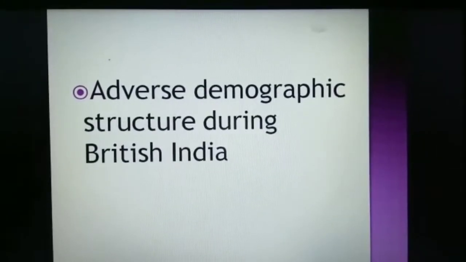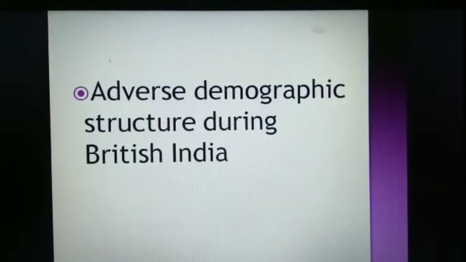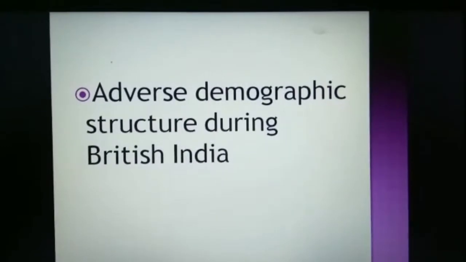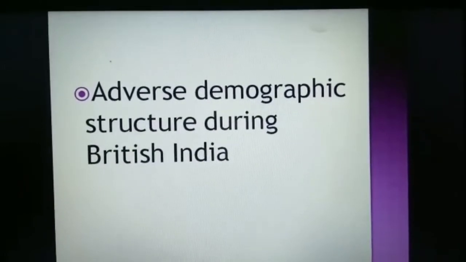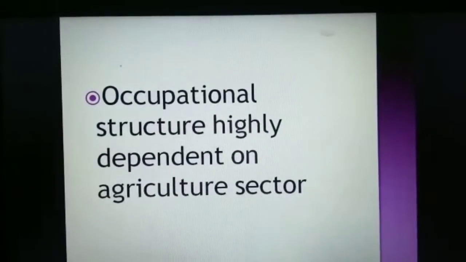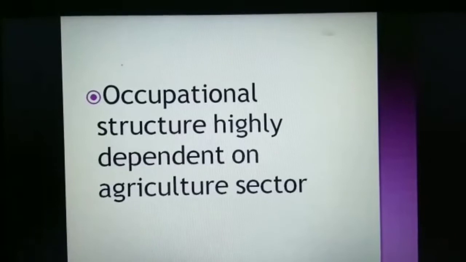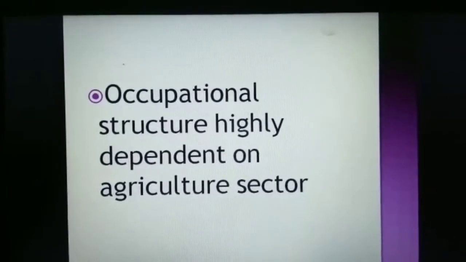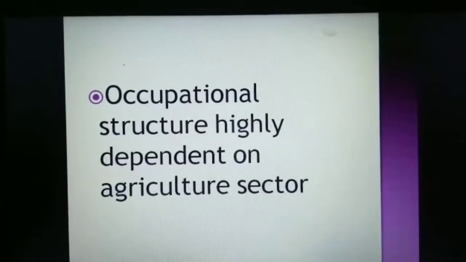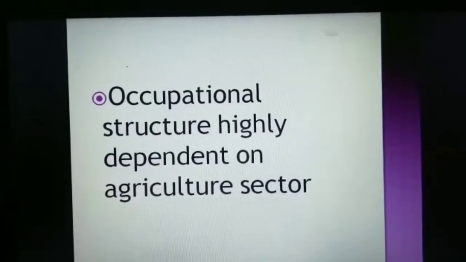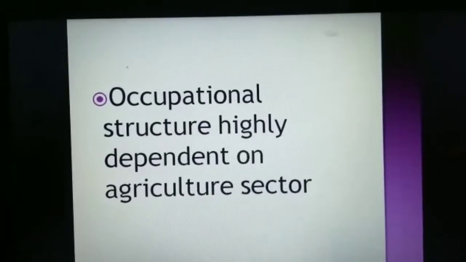Talking about demographic condition, that is the population, even there was an adverse demographic structure during the British government. Occupation. At the time, more than 85% of the Indian population were depending on the agriculture sector for their livelihood. That means we were highly dependent on the agriculture sector.